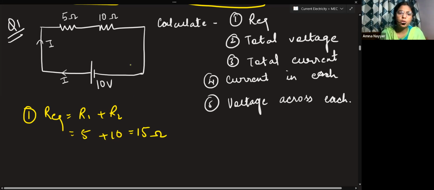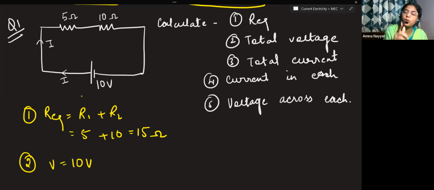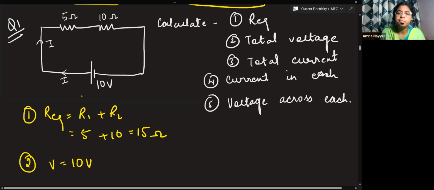Total voltage is given to you. Total voltage across this whole circuit is already given, you don't even need to calculate it. Voltage is 10 volts across the whole circuit. When it asks you the total voltage, look at the total voltage given in the circuit. If it asks you the voltage across each, then you have to solve and do the calculation the way it is given in the fifth part.